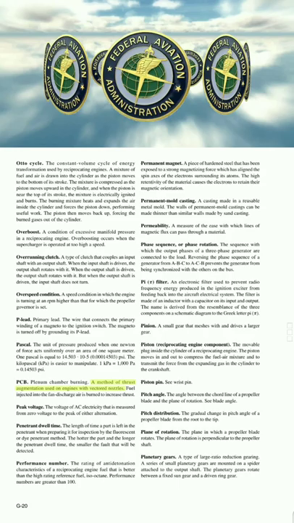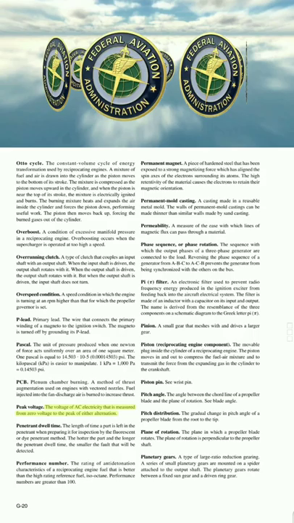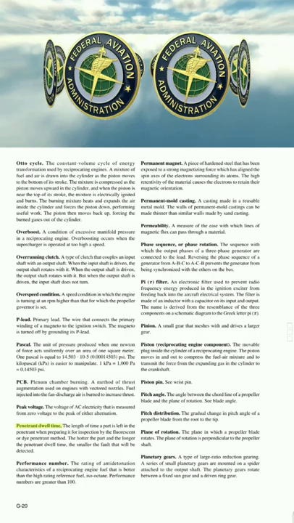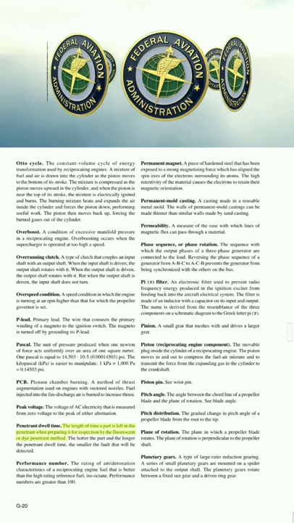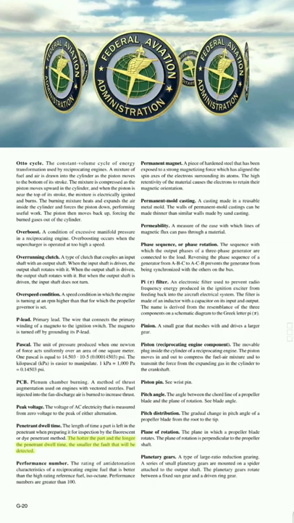Peak voltage. The voltage of AC electricity that is measured from zero voltage to the peak of either alternation. Penetrant dwell time. The length of time a part is left in the penetrant when preparing it for inspection by the fluorescent or dye penetrant method. The hotter the part and the longer the penetrant dwell time, the smaller the fault that will be detected.